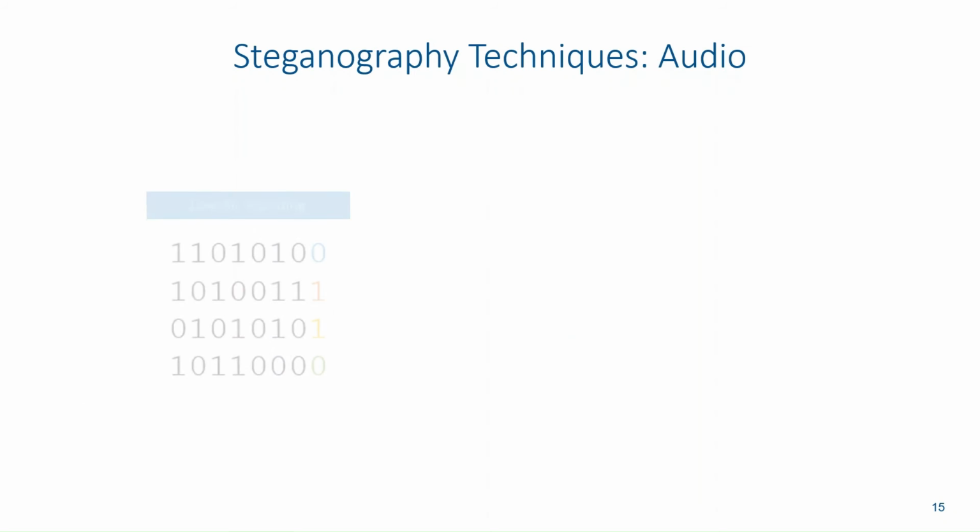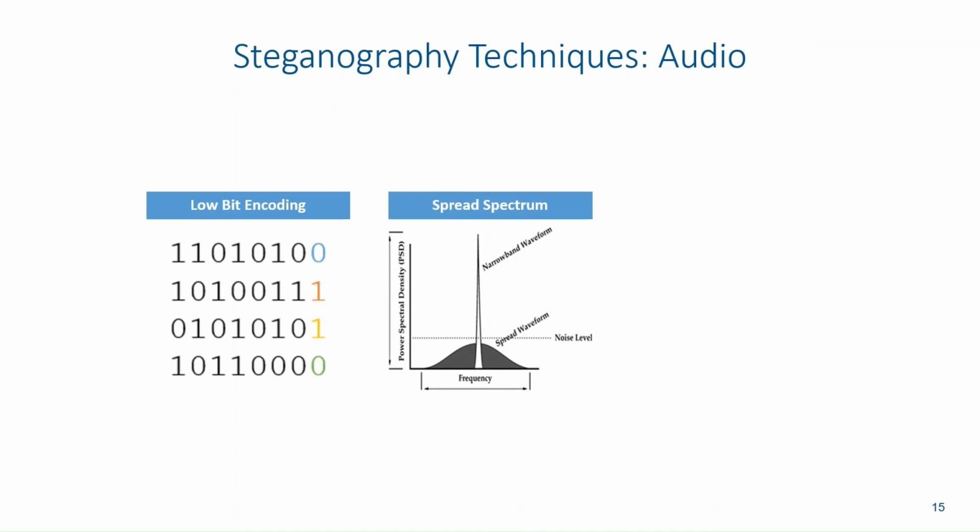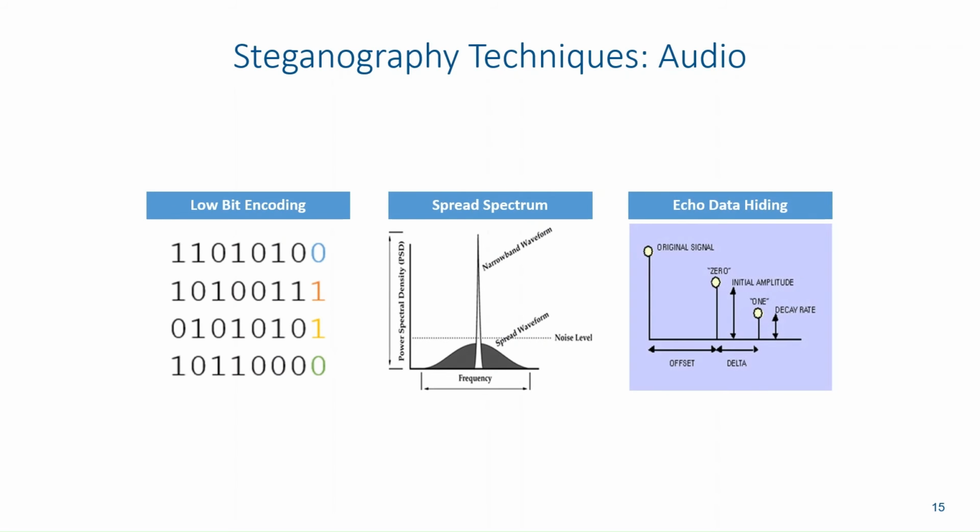For audio techniques, we can also use low bit encoding, which is similar to least significant bit insertion, but this works with audio files. We can also use the spread spectrum. So there are spectrums that we as humans cannot hear, and data can actually be concealed inside of these spread spectrums that are outside of our normal hearing. Additionally, we can also embed things using echo hiding. So we hide data inside of the echoes.